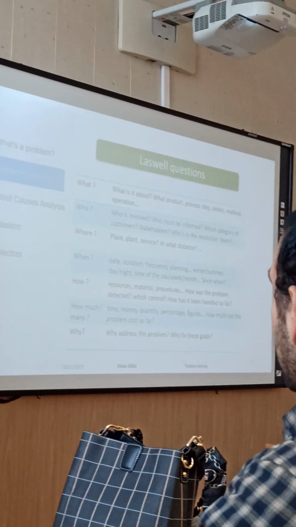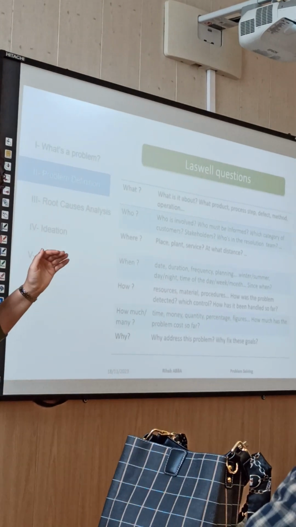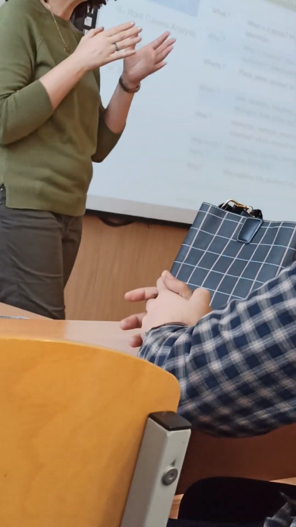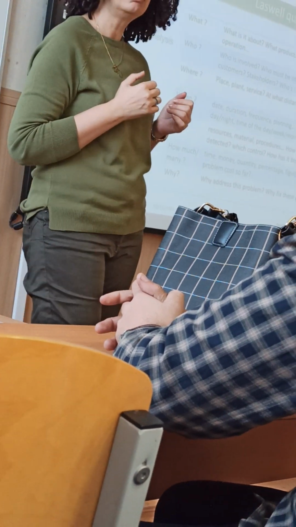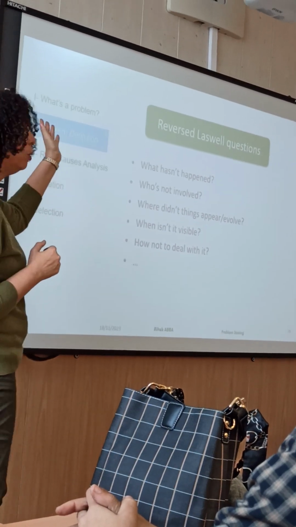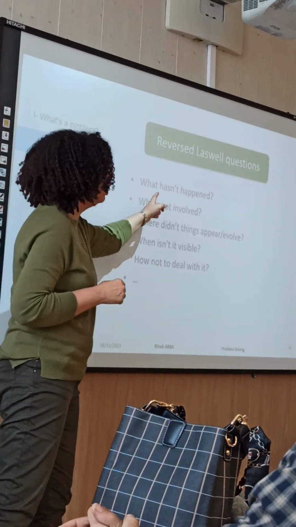Who is not involved? If all your customers suffer or complain about the service except one category of customers, you should ask the question, who is not complaining? So you're adding a not to the question, and we call this the reverse Laswell question. So just keep in mind to search for exceptions too. This is what we call reverse Laswell questions. It's the same questions as earlier, but we add the not.